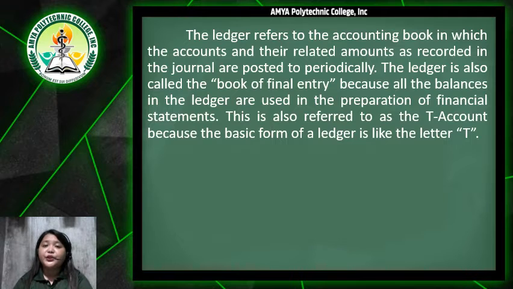The ledger refers to the accounting book in which the accounts and their related amounts, as recorded in the journal, are posted to periodically. The ledger is also called the book of final entry. Why is it the book of final entry? It is because all the balances in the ledger are used in the preparation of financial statements. This is also referred to as the T account because the basic form of a ledger is like the letter T.